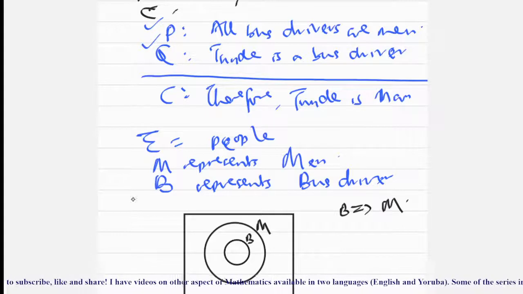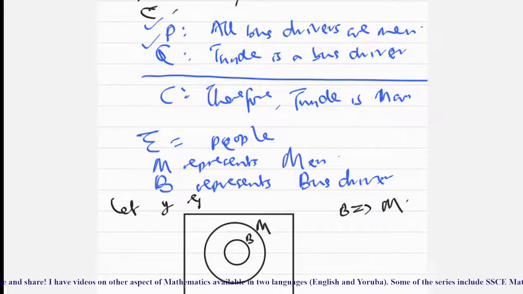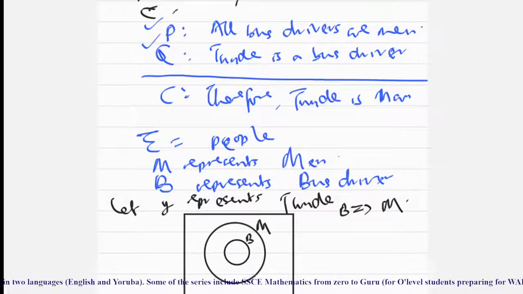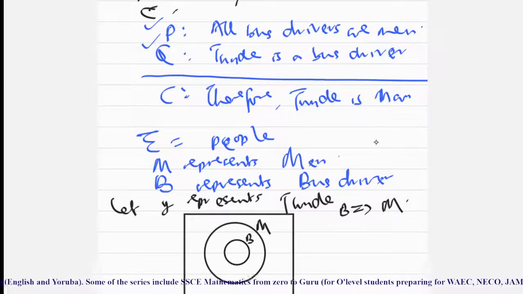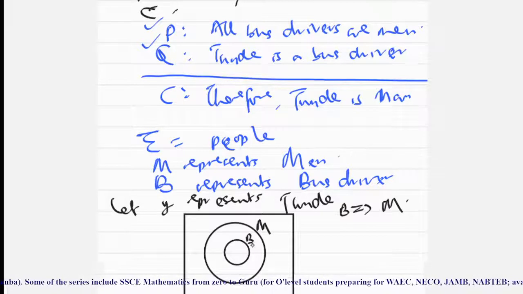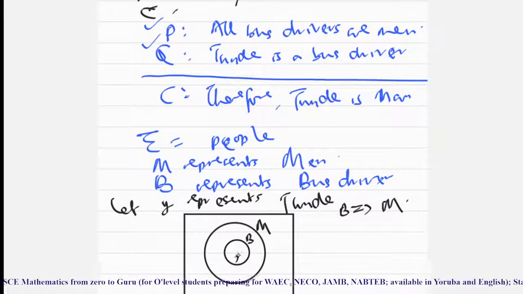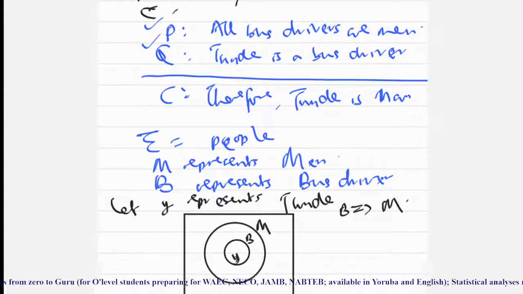If I say let Y represent Tunde, so if you represent Tunde with Y, it means where are you going to put Tunde? You know, Tunde is a bus driver, so he is going to be here. And if you check it very well, I represented it with Y. So Tunde now is inside set B, which is bus driver.